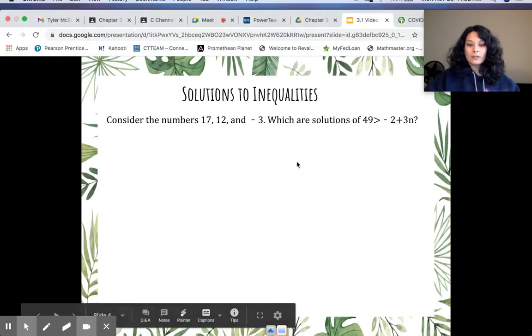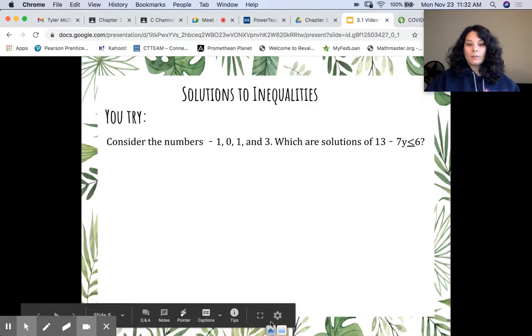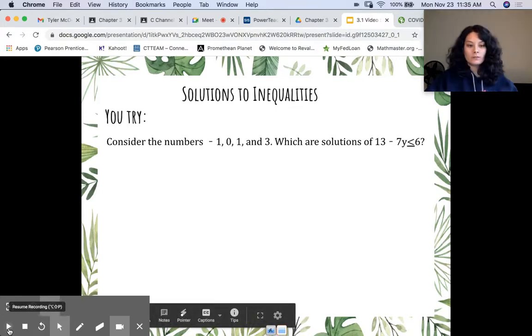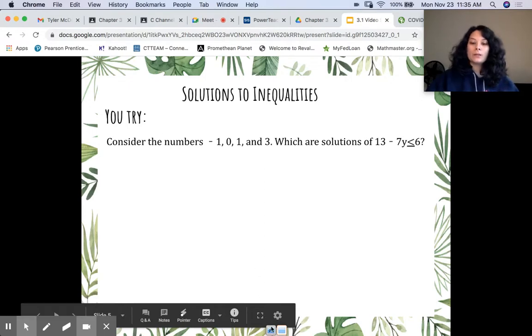Okay, let's take a look at another example here. I'm going to pause the video and let you try this one. When you unpause, you should see which numbers are solutions and which ones are not. Okay, so here is what I'm getting when I tested all of the values.